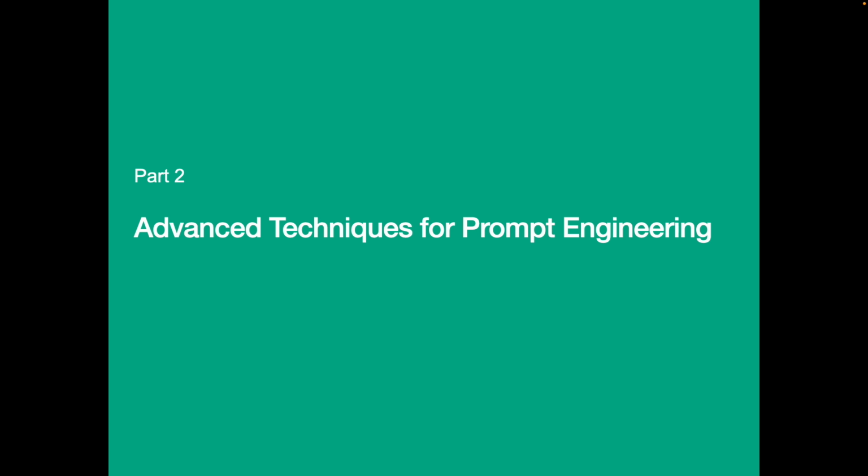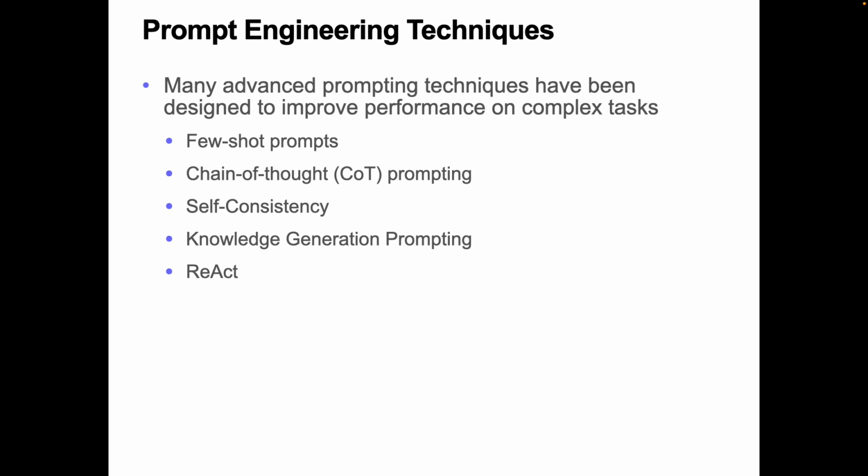So this is part 2 of the prompt engineering lecture, and this will cover advanced techniques for prompt engineering. Many advanced prompting techniques have been designed to improve performance on complex tasks. Some of the recent ideas proposed for prompt engineering are few-shot prompts, chain of thought prompting, self-consistency, knowledge generation prompting, and ReACT. This is not a complete list. There are obviously many papers coming out on the topic of prompt engineering, but these are the most popular ones that we will cover in this lecture.